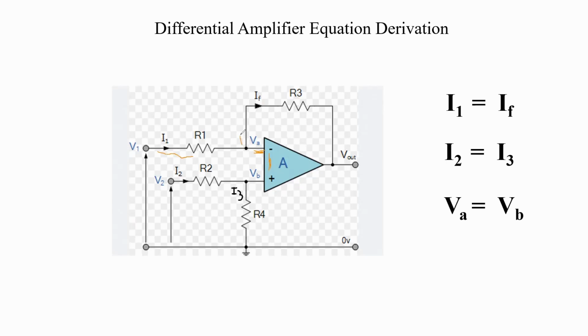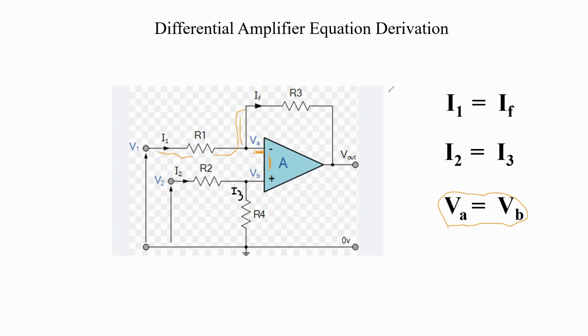The current coming from these input terminals does not flow into the op-amp, it flows in this direction. So there is no current flow through the op-amp. The voltage should be equal because the difference between those two, VA and VB, should be zero. So VA and VB should be the same. I1 and IF are also equal because there is no current flow into the op-amp.